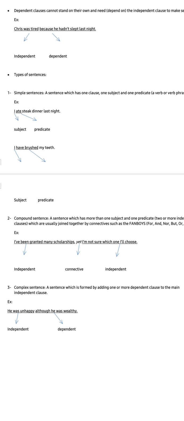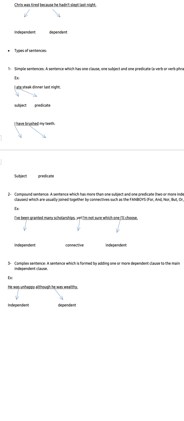So if I were to ask you to pick out the clauses in our compound sentence, you would say, I've been granted many scholarships, and then I'm not sure which one I'll choose. The connective is not part of your clause. But that is not the case when you're dealing with complex sentences.